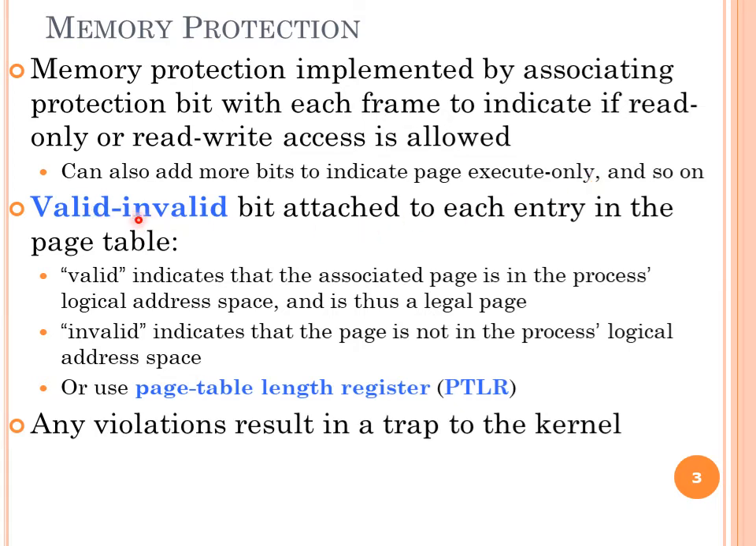So the valid and invalid bits are attached to each entry in the page table. Here valid indicates that the associated page is in the process's logical address space and is thus a legal page. The invalid bit indicates that the page is not in the process's logical address space. Or we can use one register called page table length register to implement the protection for the page. Any violations result in a trap to the operating system. So now we will see one example here.